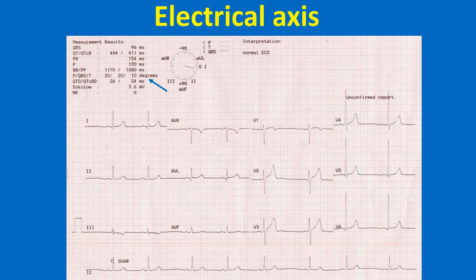The numerical values for the P, QRS and T wave axis are given in the measured results in the left upper corner marked by blue arrow. P wave axis is given as 20 degrees, QRS axis as 20 degrees and T wave axis as 10 degrees. Hence the QRS-T angle will be 10 degrees. Sokolow voltage is displayed as 3.6 millivolt.